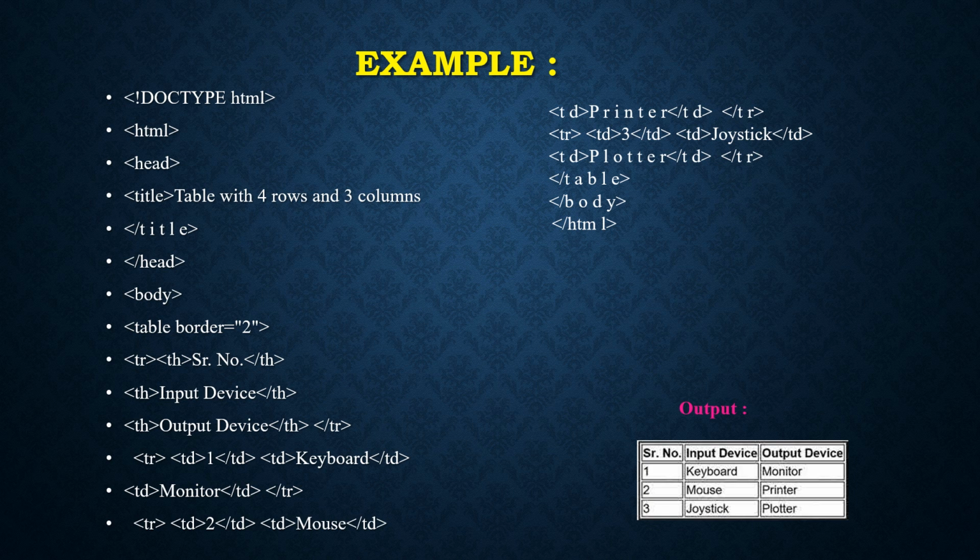Close it with slash table. Then as your row gets over, so table is closed, table with that body is closed, that is slash body and then slash html. So output you can see below, that is SR number, serial number, input device, output device, first, second and third numbers, keyboard, monitor, mouse, printer and joystick plotter. So always we have to go horizontally, that's why the records are inserted horizontally.